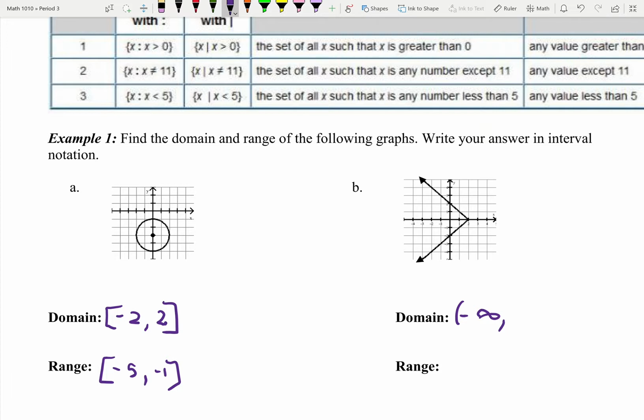Everybody look right here. Touches it. Touches it. Touches it. Tell me. No. So you go back. What's that value? 2. Bracket or parenthesis? Bracket. Love it.